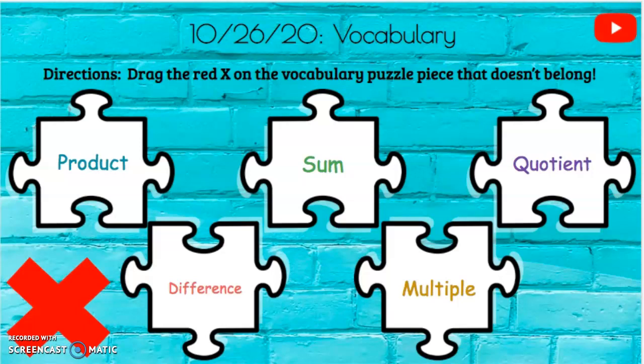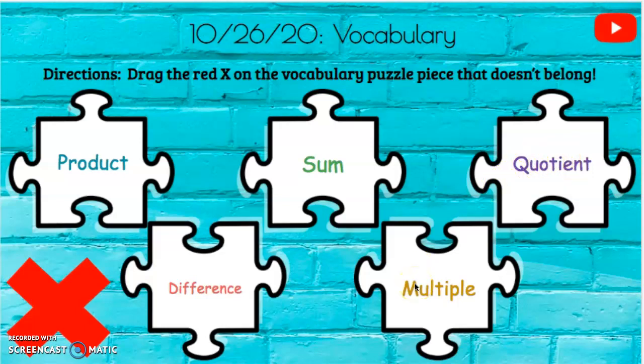Well, I know that a product is the answer to a multiplication problem. The difference, I know, is the answer to a subtraction problem. The sum is the answer to an addition problem. So far they're answers to some kind of problem. Quotient is an answer to a division problem.